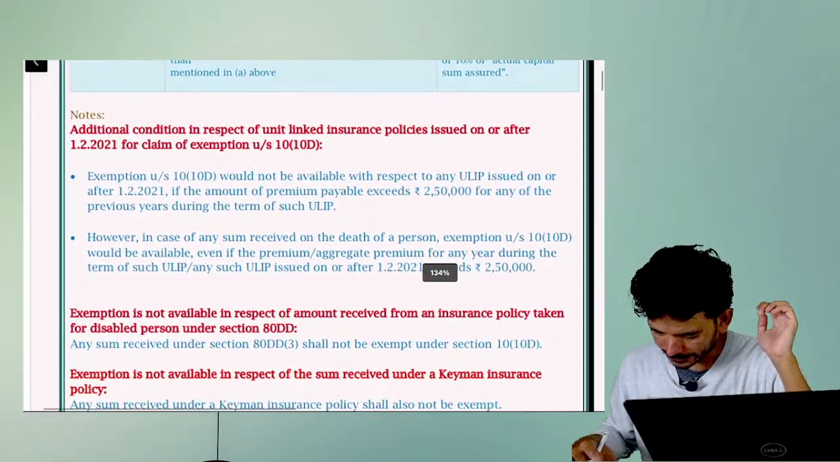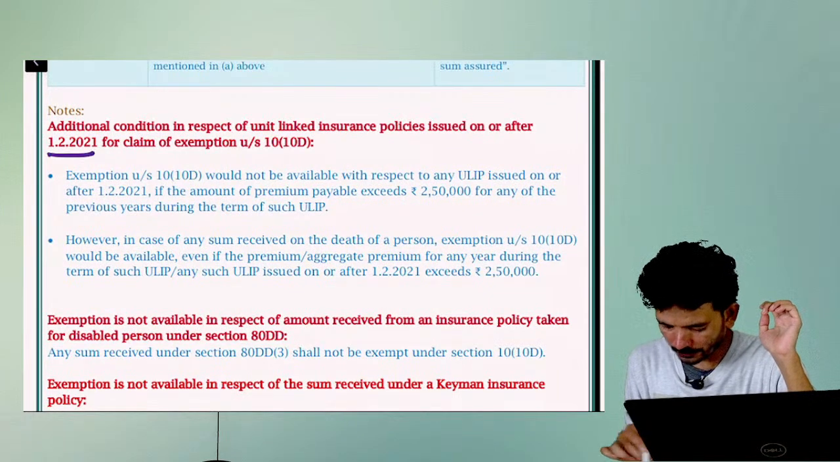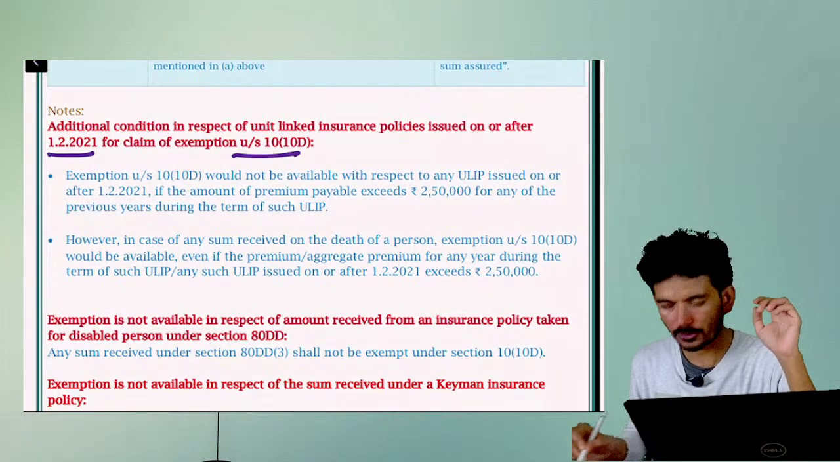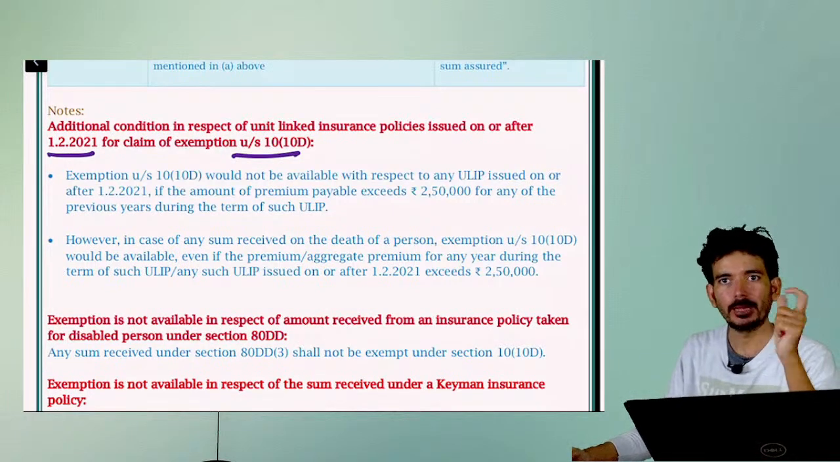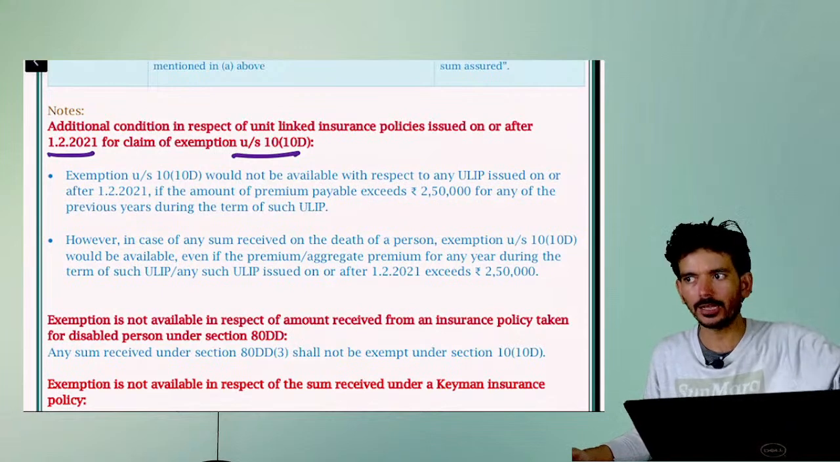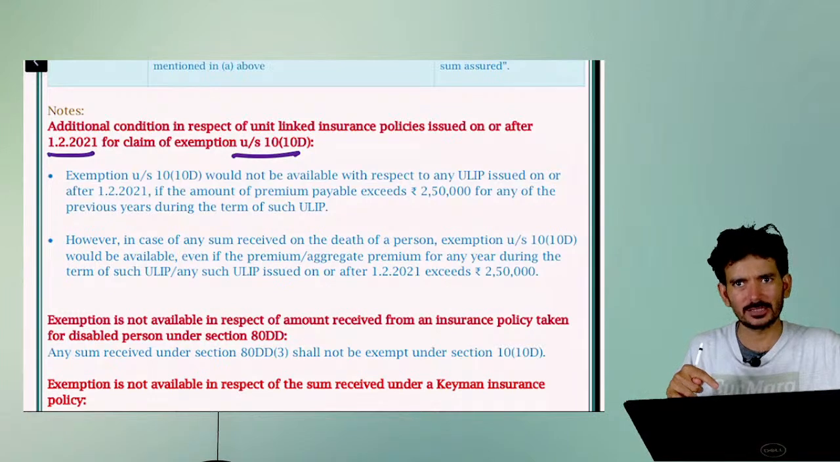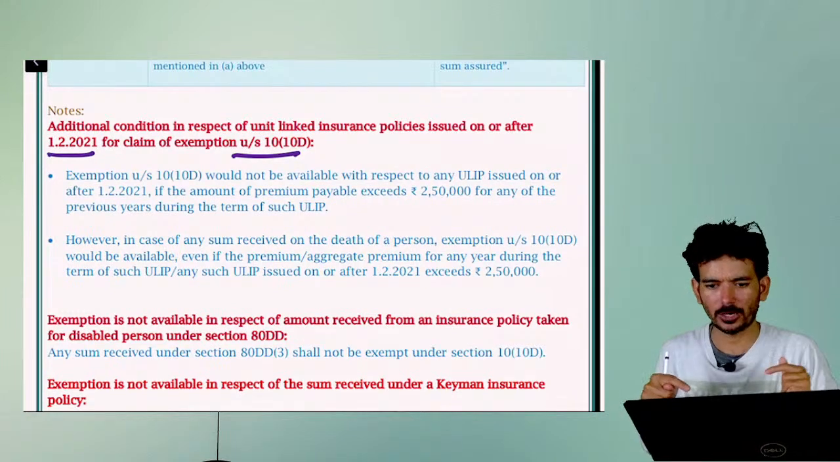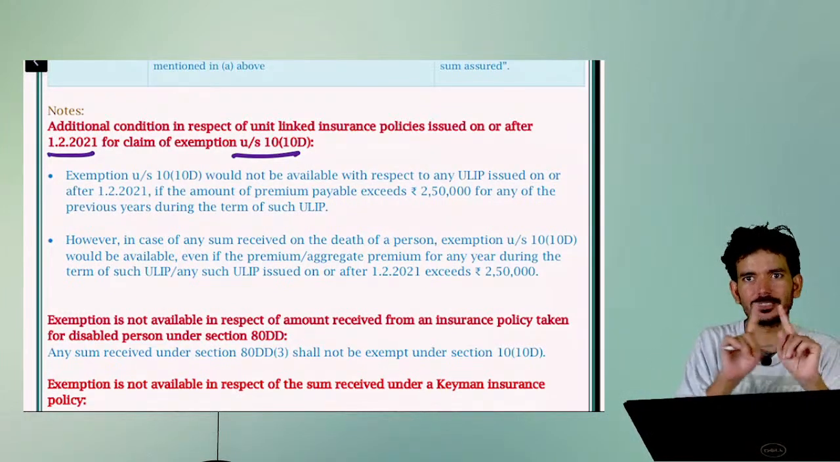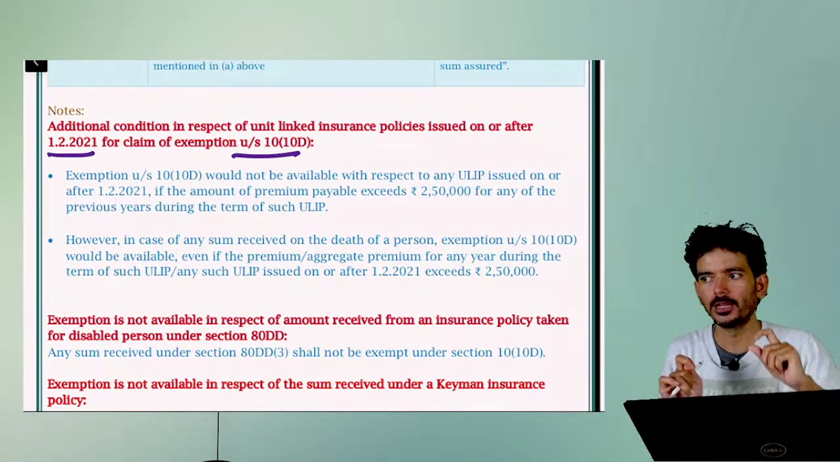Okay, and there is an amendment with respect to 1st Feb 2021 onwards. If you are taking any ULIP and the premium that you are paying is 2.5 lakh and above, or more than 2.5 lakh, not just one ULIP, maybe you are taking multiple ULIPs. In the capital gain chapter also there are a lot of linkages, a lot of dots that we are connecting. Hopefully you are also understanding that.